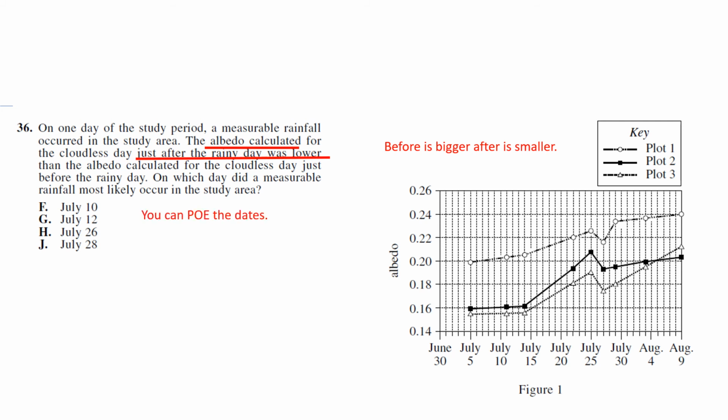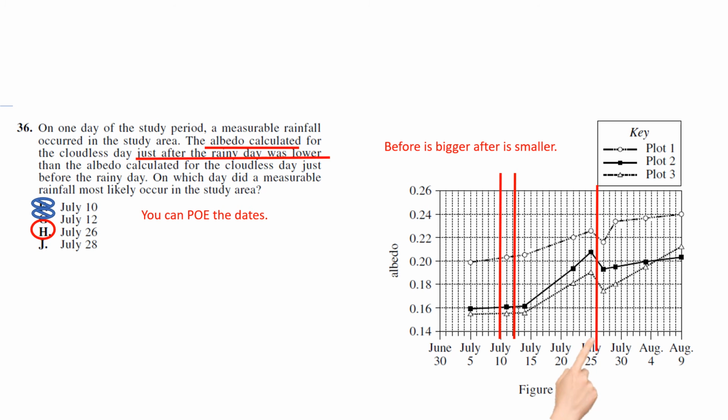So we can use process of elimination on the dates. We'll start with July 10th. Is before bigger? No. After smaller? No. So that's out. July 12th. Is before bigger and after smaller? No. So that one's out. But when we get to July 26th, yes, that works. Before is bigger and after is smaller. You probably get to see that in the chart, but you can use process of elimination just to be sure if you need.